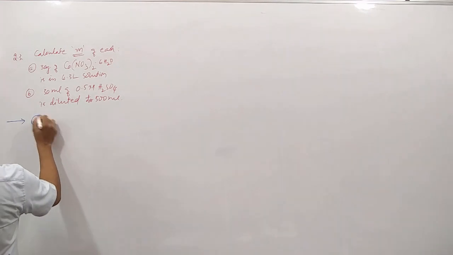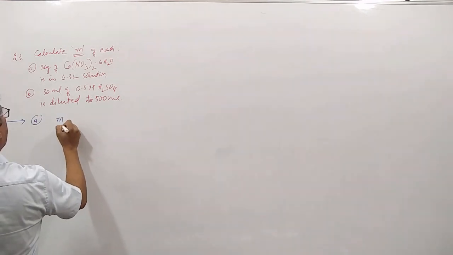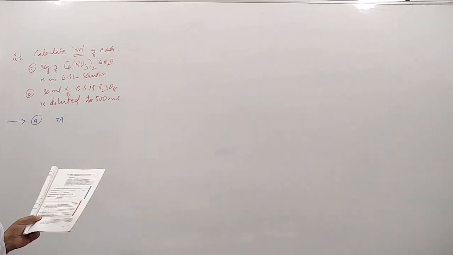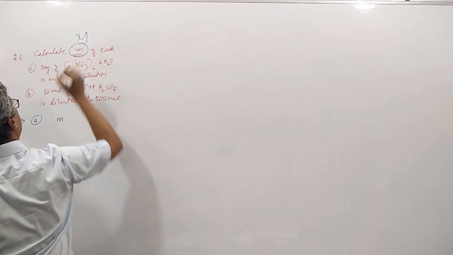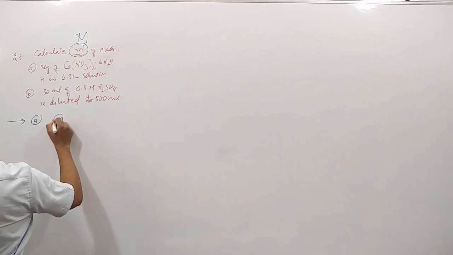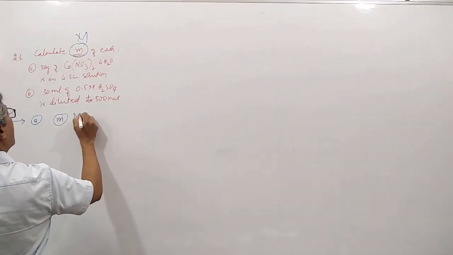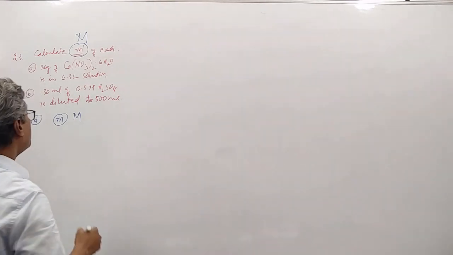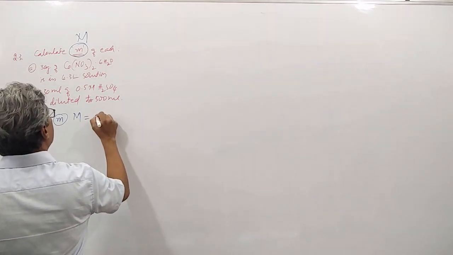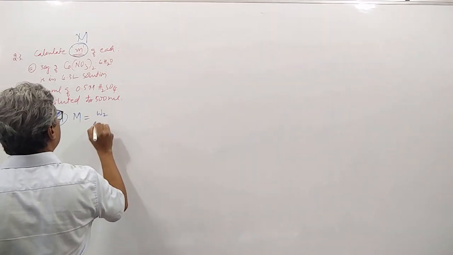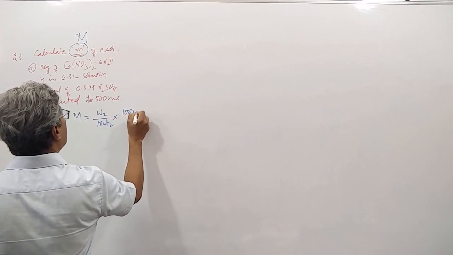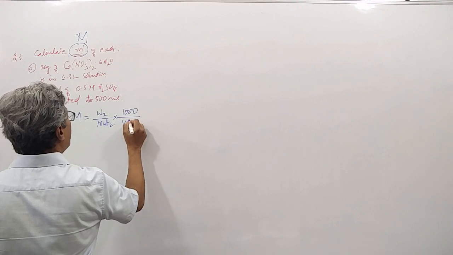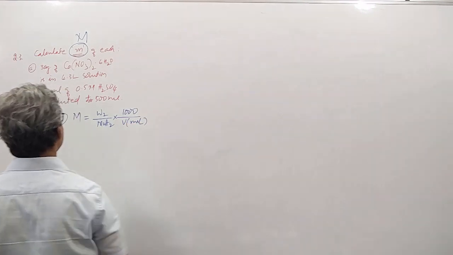First one, A. See, molarity. It is molarity. It's not M, it is capital M, molarity. It is not this small m. You know the difference, isn't it? So molarity is weight of the solute divided by molecular weight of the solute into 1000 divided by volume of the solvent in milliliter. Is it clear, students?